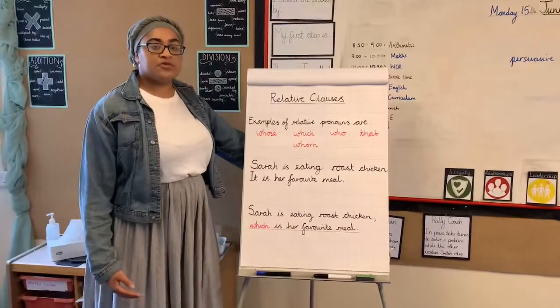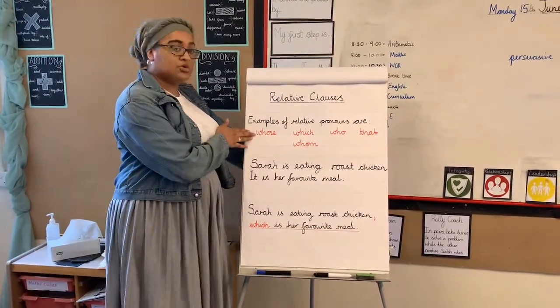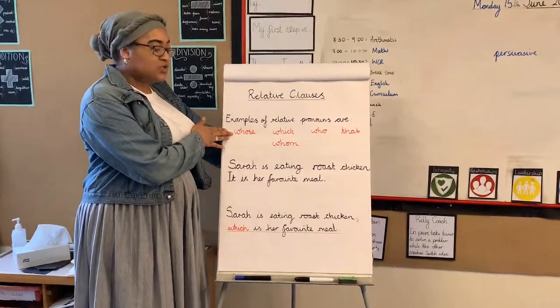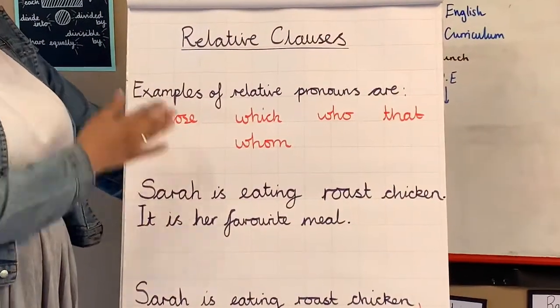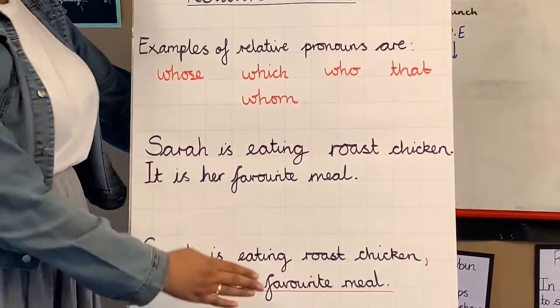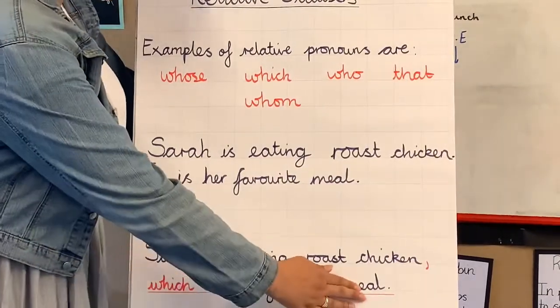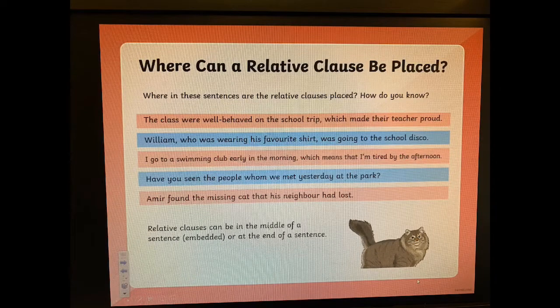When looking for relative clauses within a sentence, you want to make sure you're looking for relative pronouns like these on the board to give you a clue as to where the relative clause is. Remember, the relative clause has to tell you more detail about the noun. In this case down here, roast chicken is the noun, and this relative clause is giving us more information about that. On your screen there are 5 sentences. What I would like you to do is write out these sentences and then highlight where the relative clauses are placed. Remember, relative clauses can be in the middle of a sentence or at the end of a sentence.